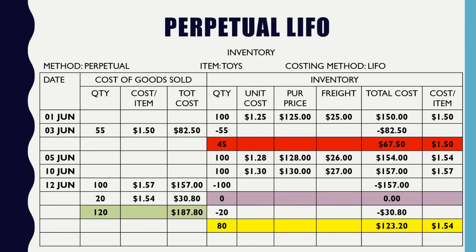Okay? And of course, we calculate my grand total cost of goods sold here to give me a total of 120 toys that I sold for a grand total cost of $187.80. Okay?